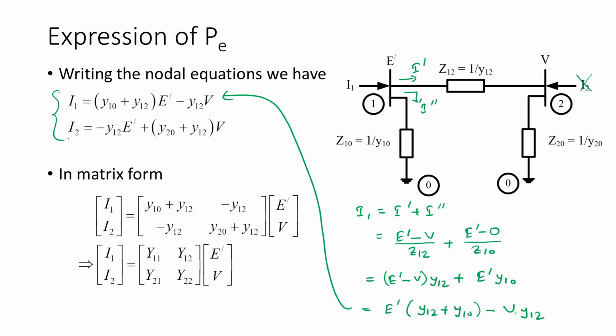Then we form the matrix. Very obvious. I1 and I2. These are functions of my E dash and V. So E dash and V are written over here. So what I get, I dash is equal to Y10 plus Y12 multiplied by E dash, minus Y12 multiplied by V. Similarly, I2 is minus Y12 into E dash plus Y20 plus Y12 into V. And that's how we get the matrix formation.